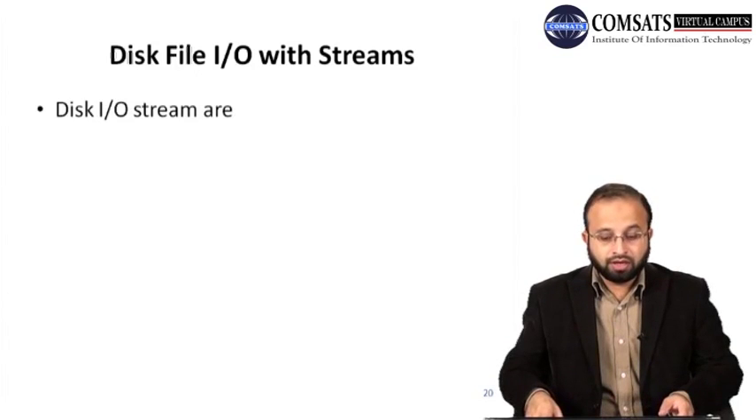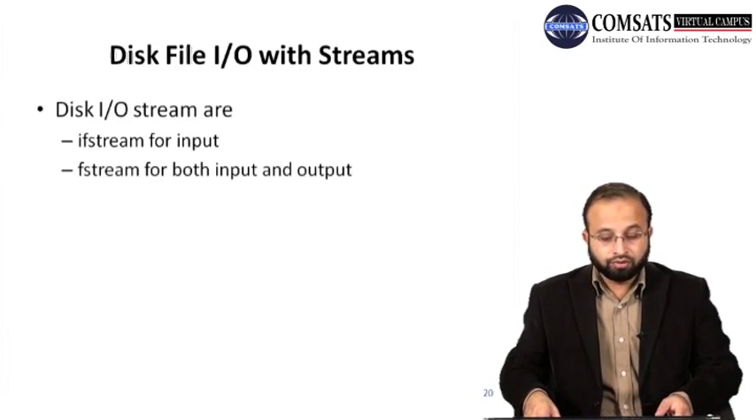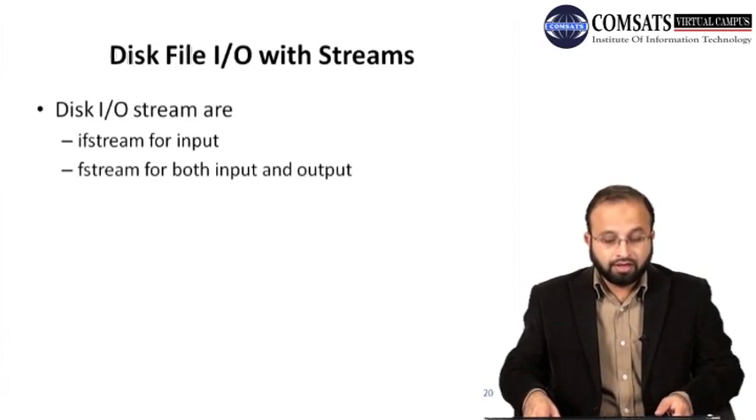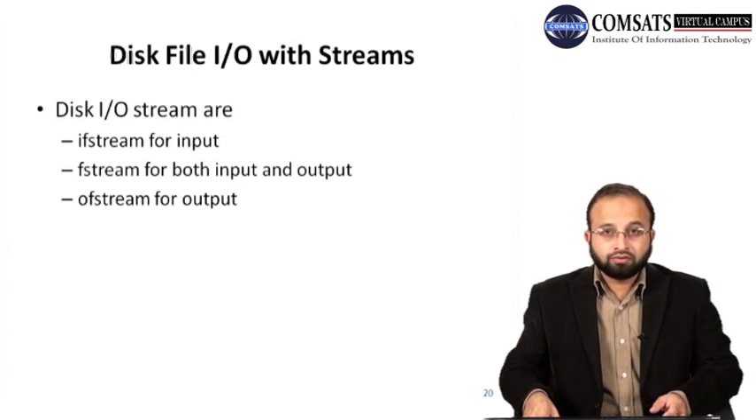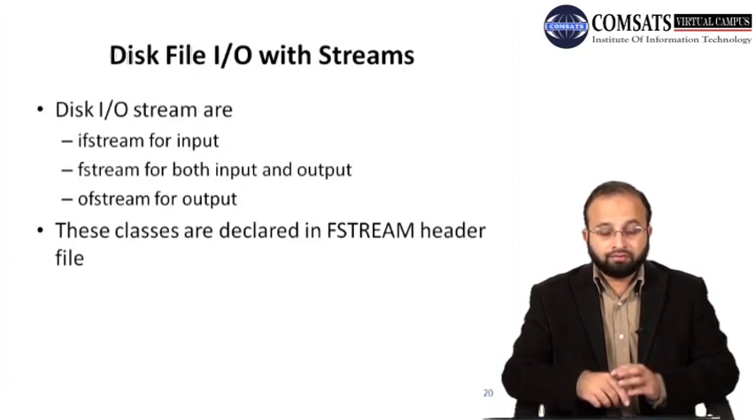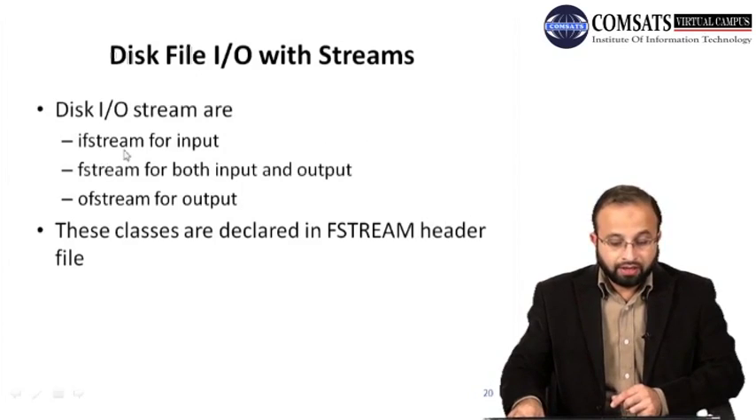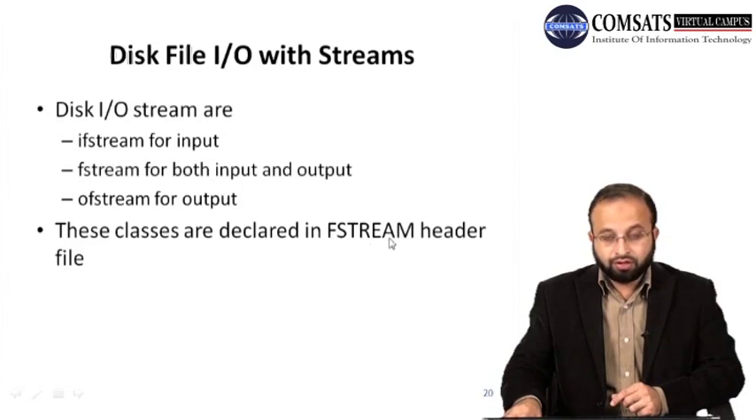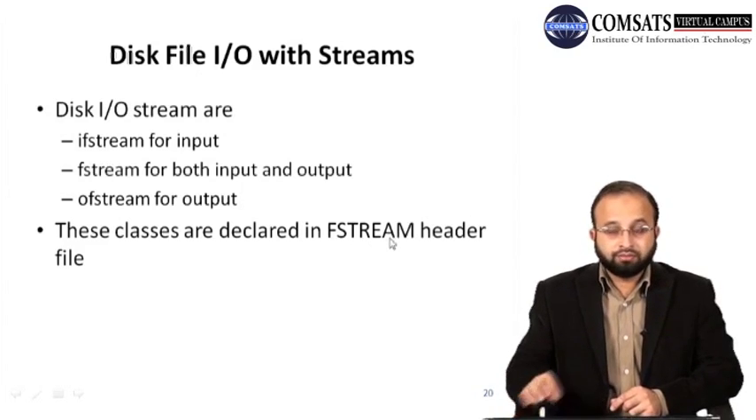So disk I/O streams are ifstream for input, fstream for both input and output, and ofstream for output. ifstream is the input file stream and ofstream is for the output, right? These classes are declared in the fstream header file. So whenever we create an object of the ifstream class, we can perform input operations on a file, and we have to include the fstream header before that.